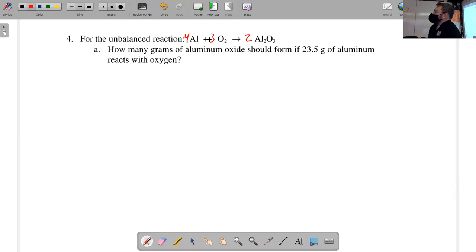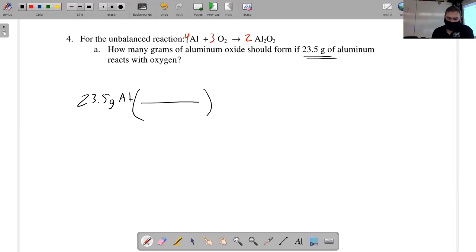So how much aluminum oxide should form if 23.5 grams of aluminum reacts with oxygen? And here you assume the oxygen is in excess. The oxygen is probably coming from the atmosphere. You've got plenty of oxygen. So all the time you start out with whatever quantity you know, 23.5 grams. And if you don't start with moles, the first thing you do is convert to moles.